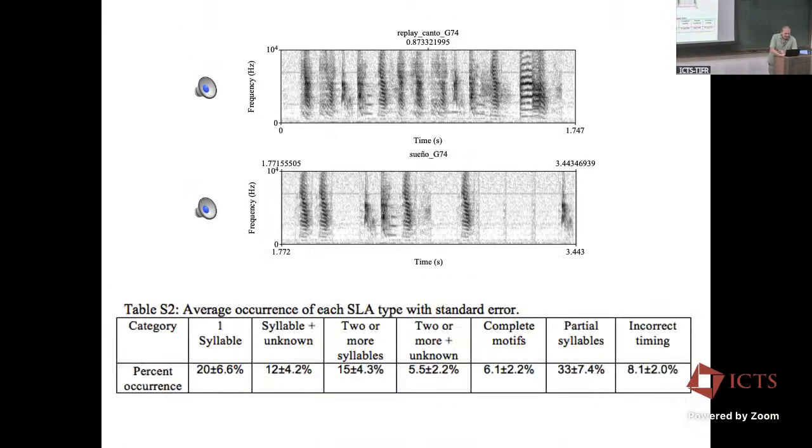So for those of you that don't work with zebra finch, it will sing exactly this over and over for hours. But when it's dreaming, it dreams something different.